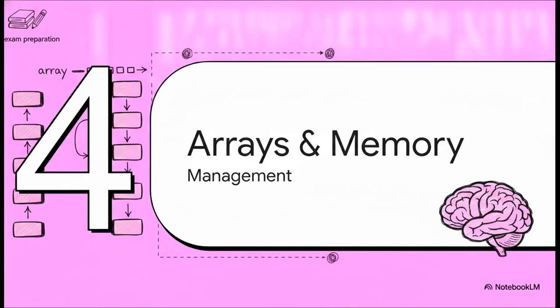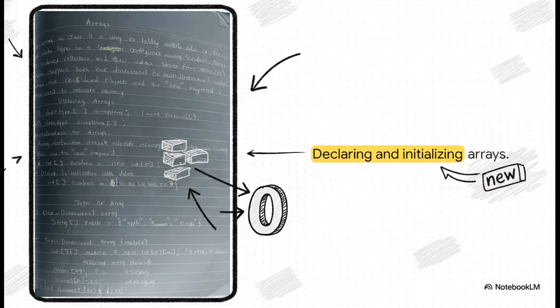Almost there. Section 4, Arrays and Memory Management. So an array is just an indexed, contiguous collection of memory holding multiple values of the exact same data type. 2 huge takeaways for tomorrow. First, the index always, and I mean always, starts at 0, not 1. And second, because arrays are technically considered objects in Java, you have to use the new keyword to actually allocate memory for them during initialization.